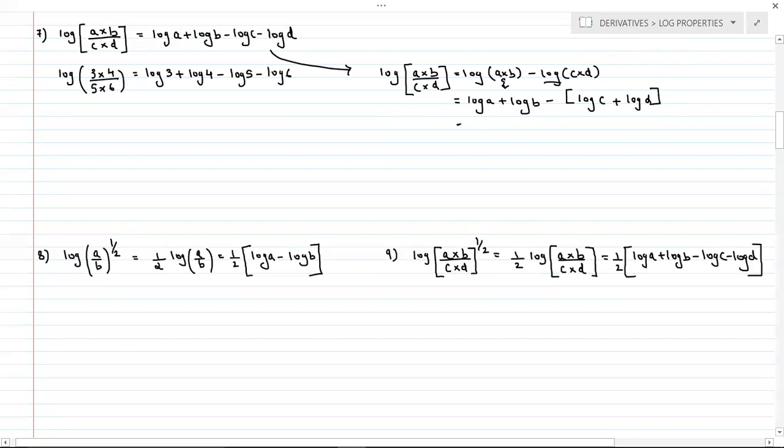Okay, so in the next step, log a plus log b, bracket open with minus. So here you will get log c minus log d. So this is the property for log a into b upon c into d. It can be written as log a plus log b minus log c minus log d. In simple language, I will explain this procedure now.